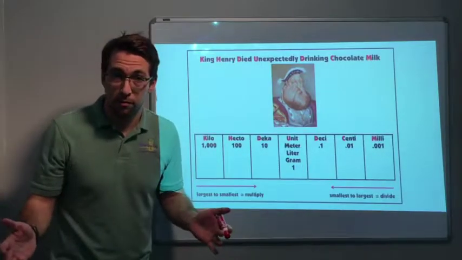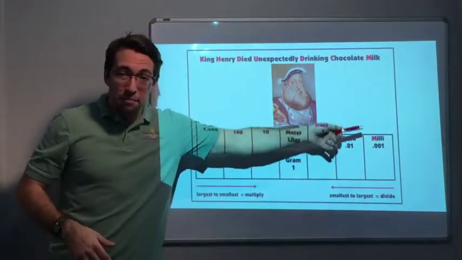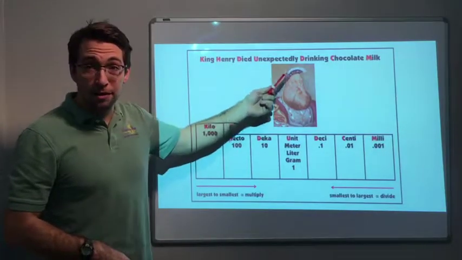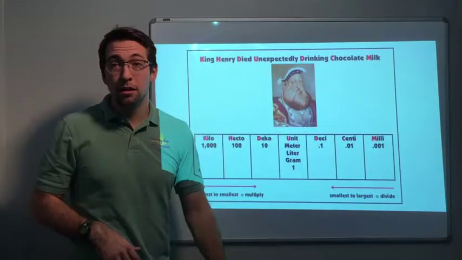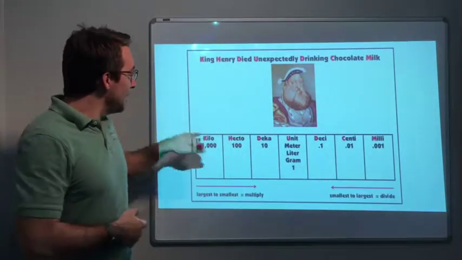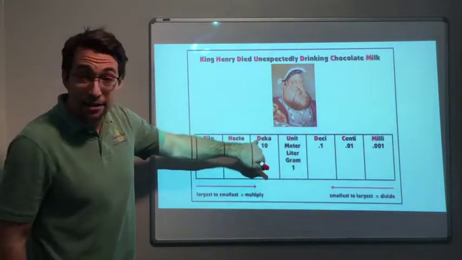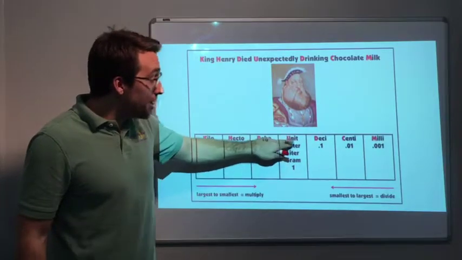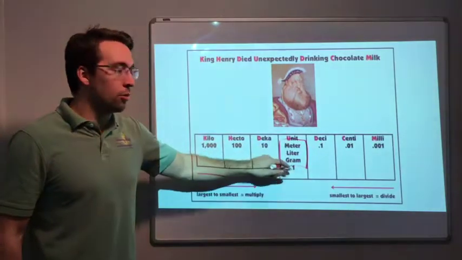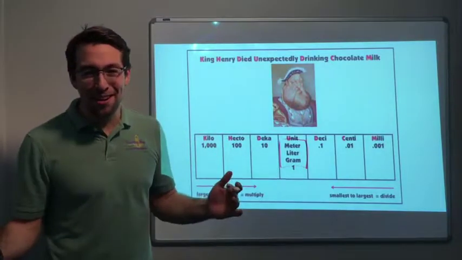So, how do we remember kilo, hecto, deca, deci, centi, milli? King Henry died unexpectedly drinking chocolate milk. King Henry died unexpectedly drinking chocolate milk. Whoa! King, kilo, Henry, hecto, died, deca, unexpectedly. So that's the unit. So this is just in the middle, we're going to have the unit, meter, liter, or gram. Drinking chocolate milk. That's awesome.